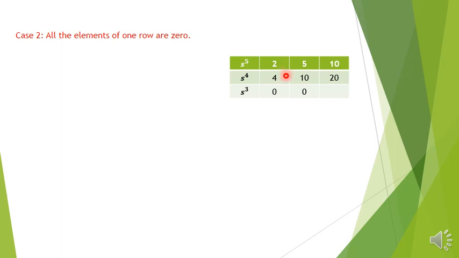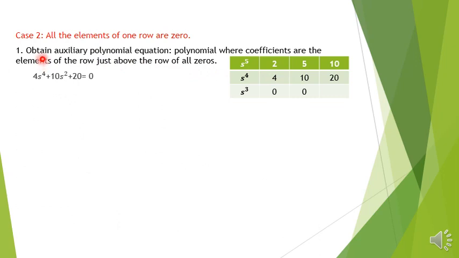So in such a case, how to find the stability? First step, obtain the auxiliary polynomial equation. It is a polynomial where the coefficients are the elements of the row just above the row of all zeros. Here the S cube row is all 0, so I need to obtain the equation from the S4 row. So this is 4s to the power 4 plus 10s square plus 20 equal to 0. This is the auxiliary polynomial equation.